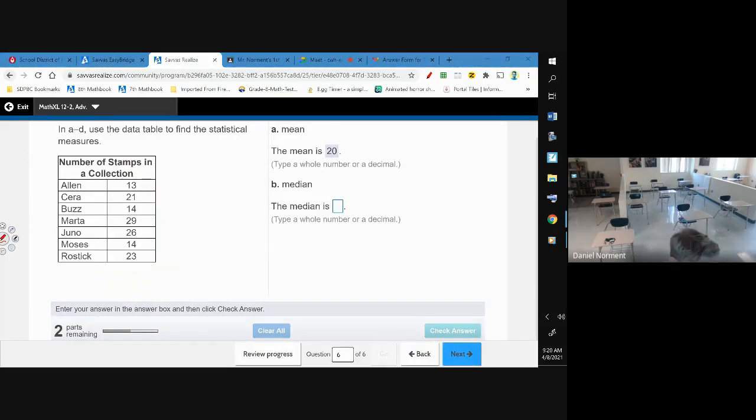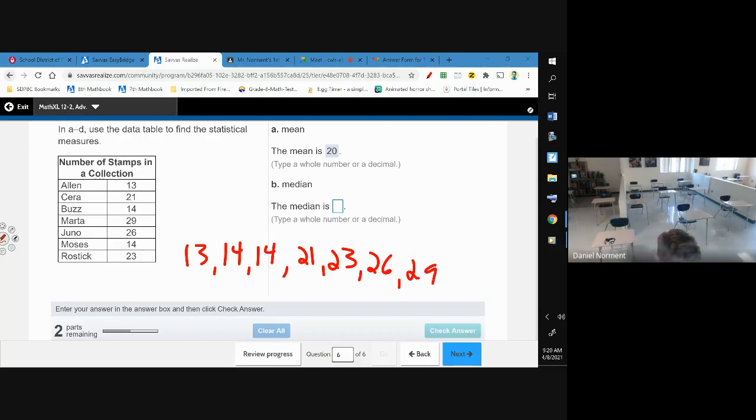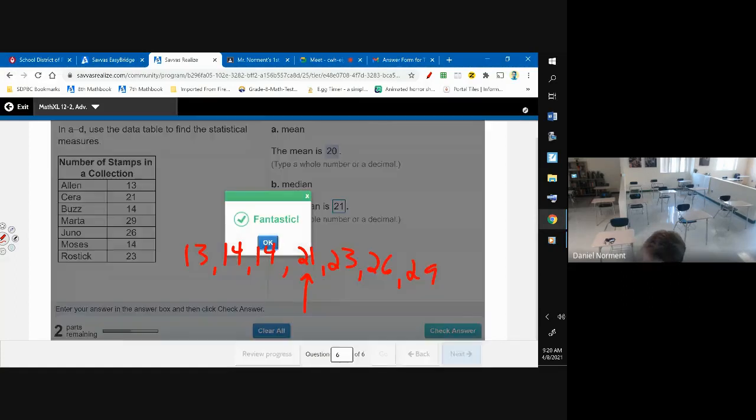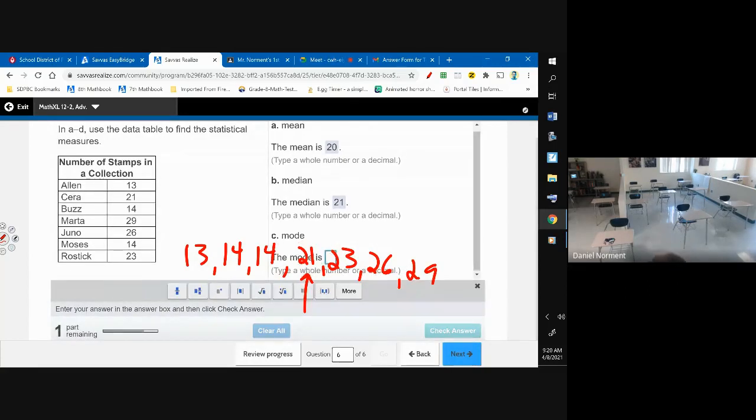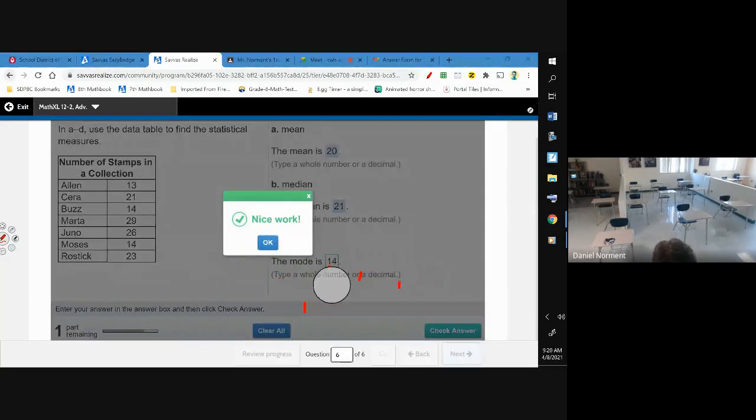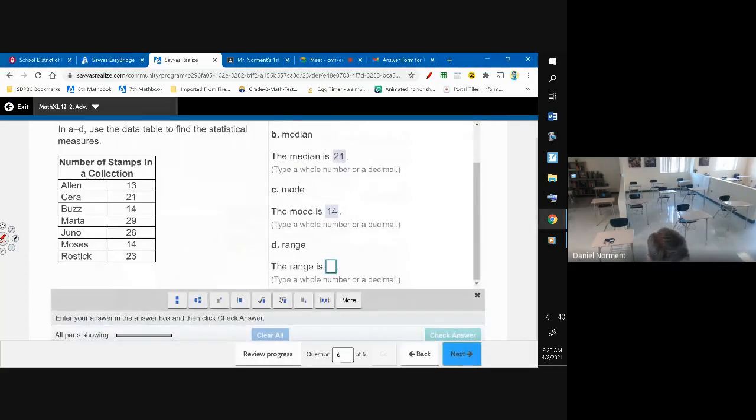The median is the middle number. Remember, if you pick the middle number right now, and some of you are going to just watch the video, you're not going to listen, and you're going to think it's 29. It's not. Because you've got to put the numbers in order of least to greatest. 1, 2, 3, 4, 5, 6, 7. Okay, so the middle number is going to be there. So the median is 21. And then you have the mode. Most often, you guys should see that. Definitely obvious. It's 14. And then the range.